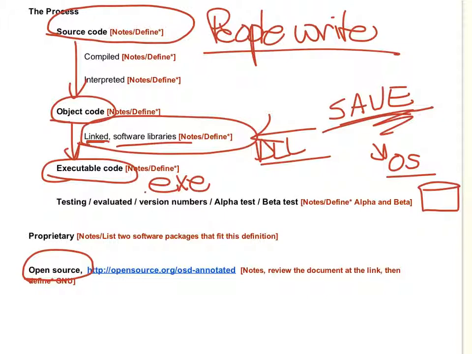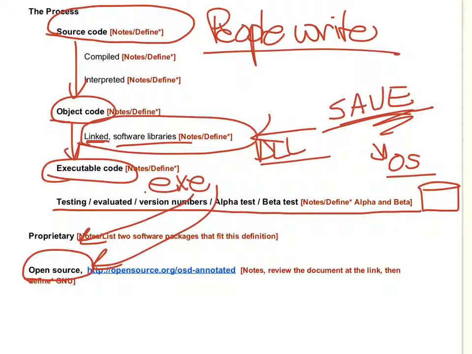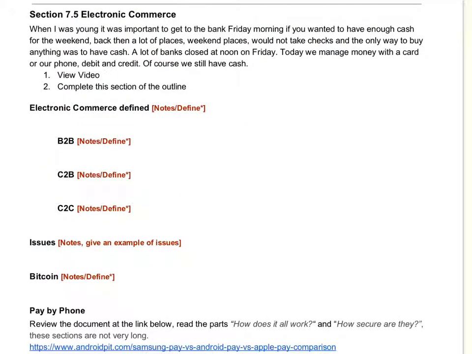They either sell it or get money for it, or they distribute it openly. And we have the whole process, testing, and so forth. Software.